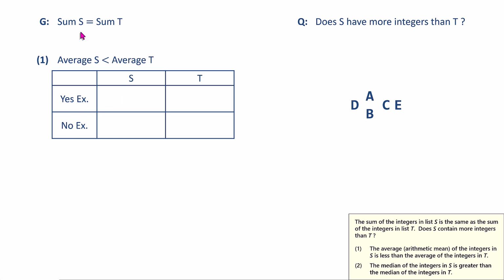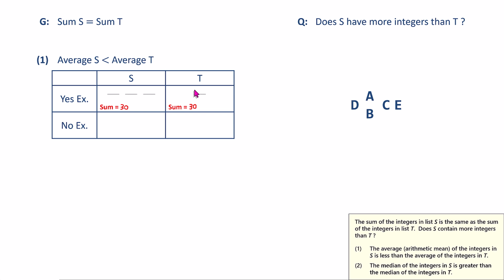The first thing we know is that the sum of S equals the sum of T. So why don't we say that the sum of each of these lists is 30. 30 is a good number to pick because it's divisible by a lot of simple numbers like 2 and 3, and that's going to be useful later when we have to compute the average. And given that we're trying to build a yes example, we want S to have more integers than T. So let's say that T has just one number, whereas S has 3.